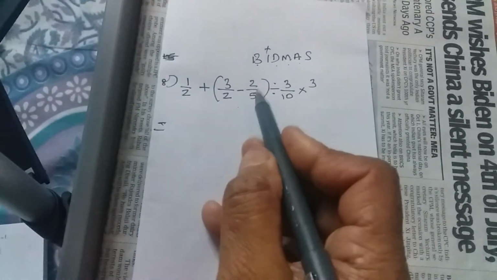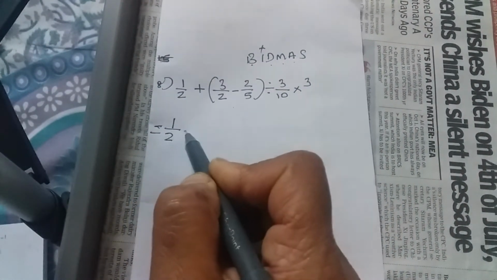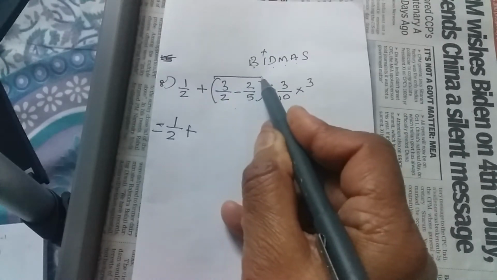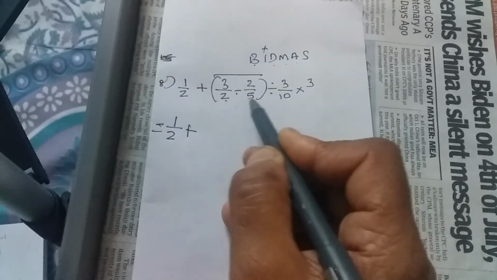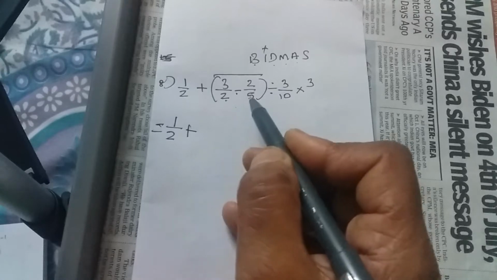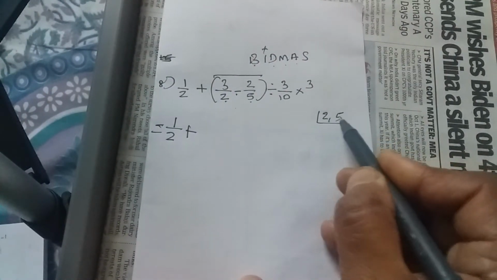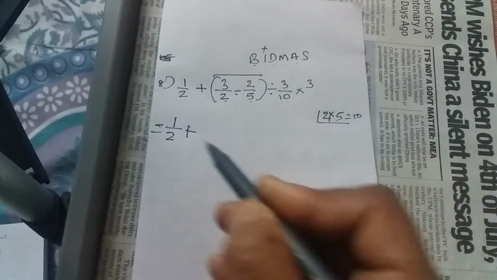So first within the brackets. The rest of the numbers we'll write as it is down. 1/2 as it is, plus as it is, and we have to do this bracket only first. What is the operation? Subtraction. For subtraction, we need LCM. The denominators must be the same. Are they same? They are different. So we have to find LCM for 2 and 5. Do they have a common factor? No, so multiply them. 2 5s are 10, which is the LCM.